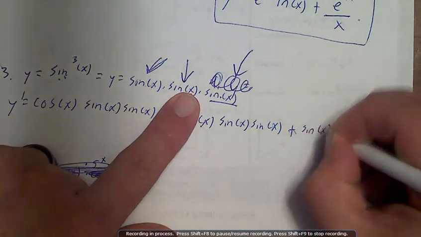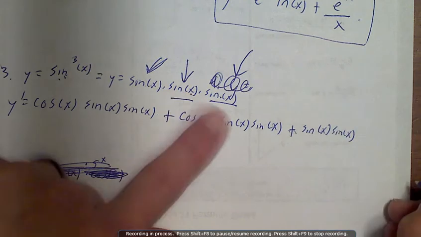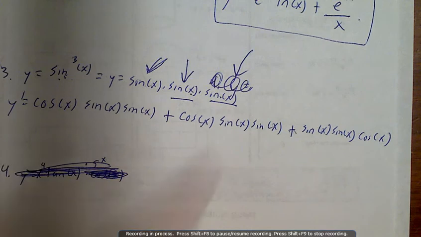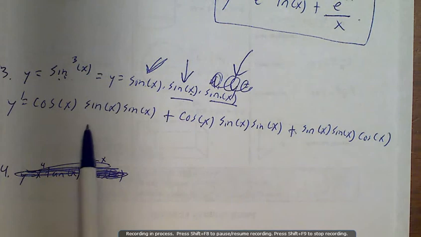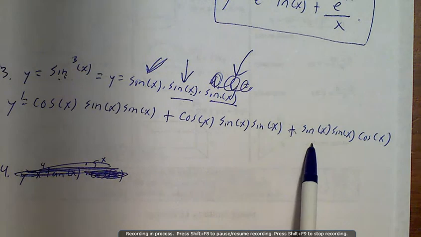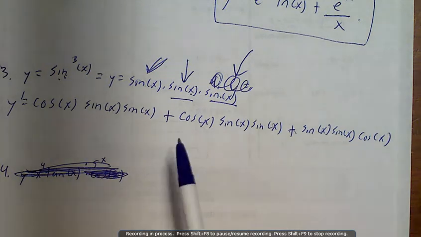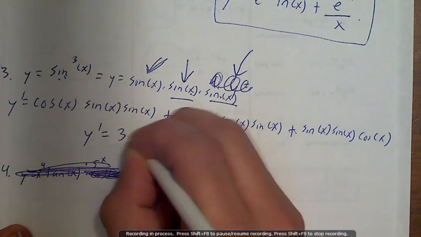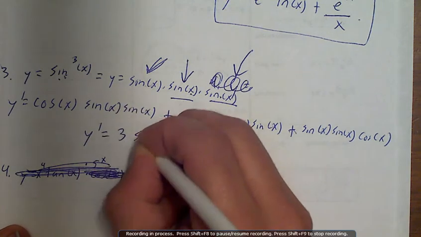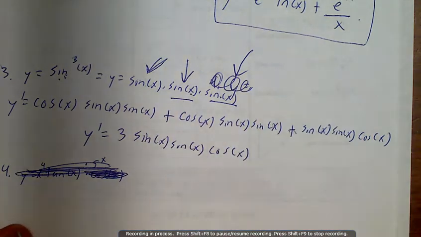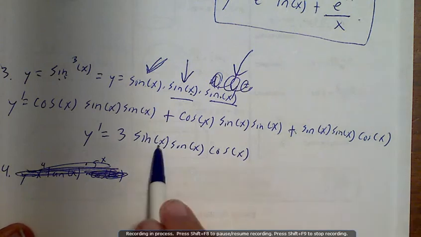Now, the only way to simplify this is notice I have the same thing 3 times. Cosine, sine, sine, cosine, sine, sine, cosine, sine, sine. So how many cosine, sine, sines do I have? 1, 2, 3 of them. So my derivative is going to be 3 sine of x, cosine of x. So now sine times sine is going to be sine squared of x, cosine of x. That's going to simplify it to that.